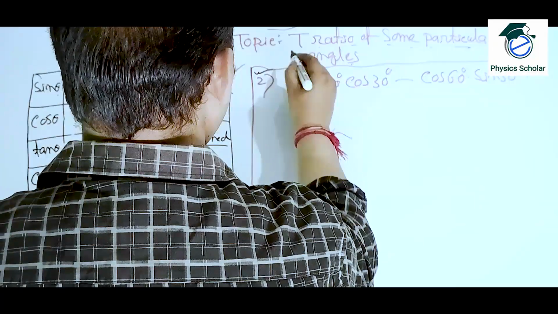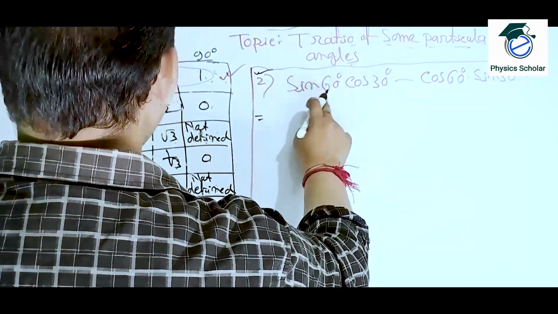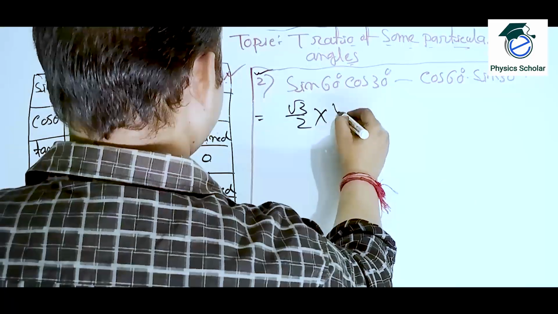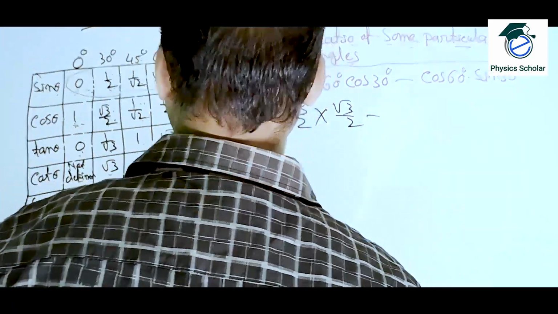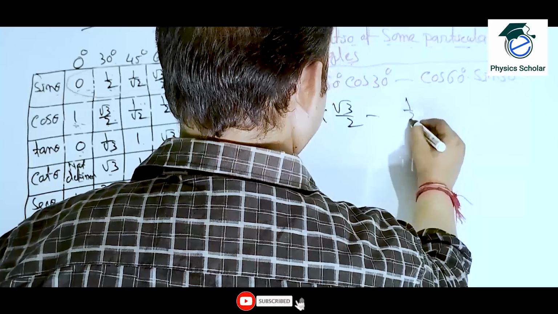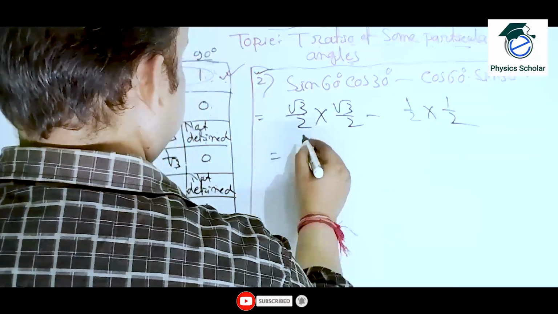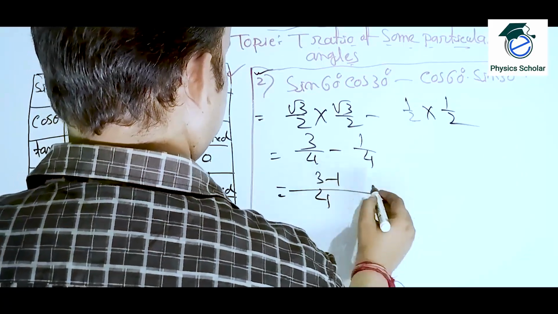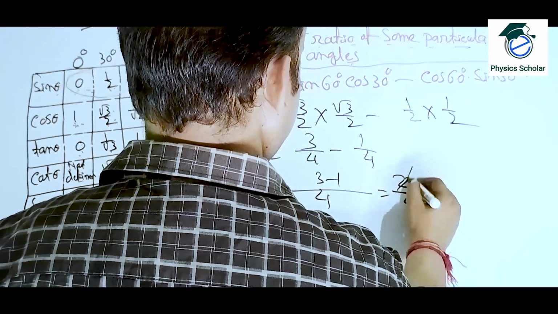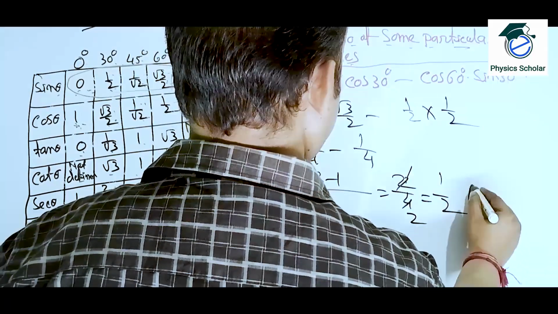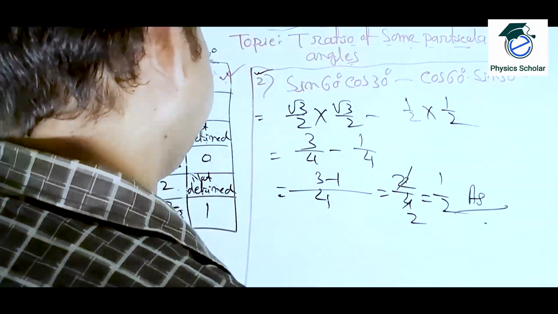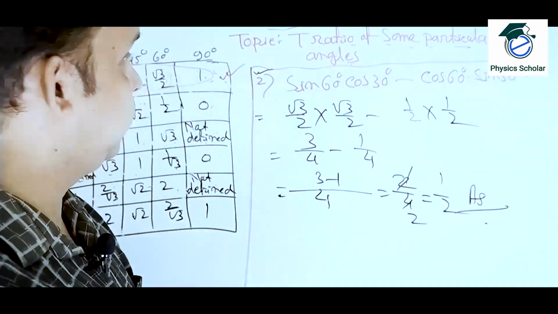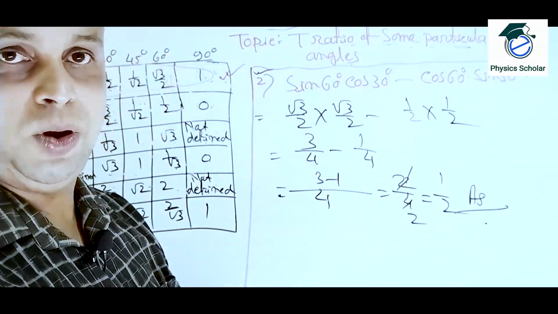Students, here let us do sum number 2. Same type of sum. Sin 60, what is the value of sin 60? Root 3 by 2, into cos 30 is also the same, root 3 by 2, minus cos 60 degree. What is the value of cos 60 degree? Half, into sin 30 degree is also half. So 3 by 4 minus 1 by 4. So 3 minus 1 is equal to 2 by 4, which is equal to half. That will be your answer. Very easy sum. Clear? We are only putting the values and doing the calculation, just like the previous sum. So now let us move to the next one.